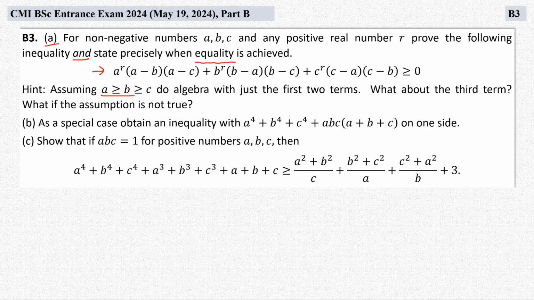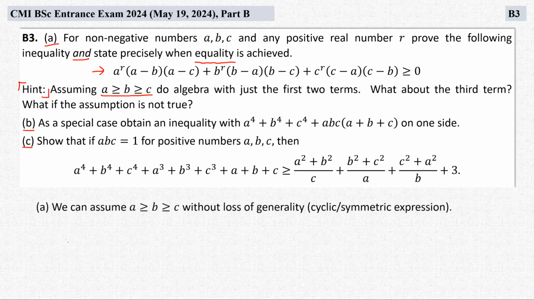The hint says we can assume that a is the greatest number and c is the least number, and we are going to use that. And we will deal with problems b and c later. So first, as suggested in the hint, we can indeed assume that a is greater than or equal to b and b is greater than or equal to c without loss of generality.